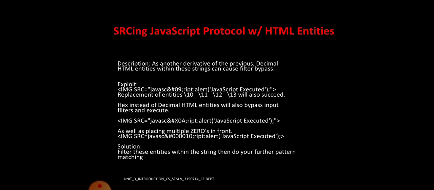Here we are seeing the image source equal to Java, with the entity for the script characters, as alert, and the JavaScript executed. This is under double quotes. So here we display the message with the image source as well as placing multiple zeros in front. The solution is to filter this entity within the string, then do further pattern matching.